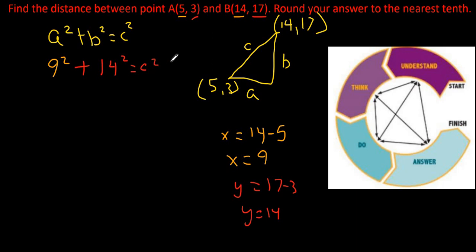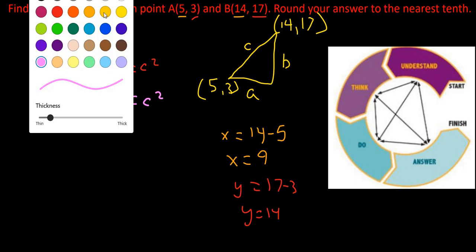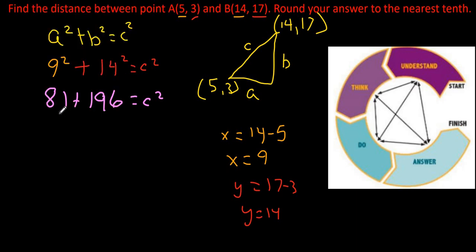Get out our calculator. 9 squared is 81. 14 squared is 196. And remember that we can't do 9 squared plus 14 squared and make it 23 squared. It won't work like that. We have to use the order of operations. So we square the numbers first. 81 plus 196 is 277.